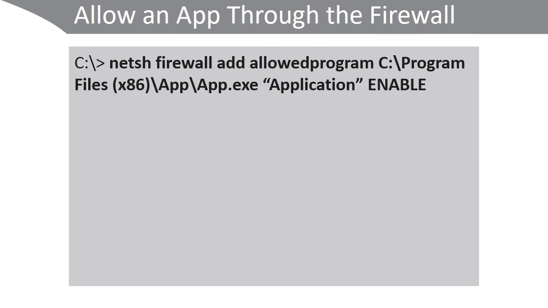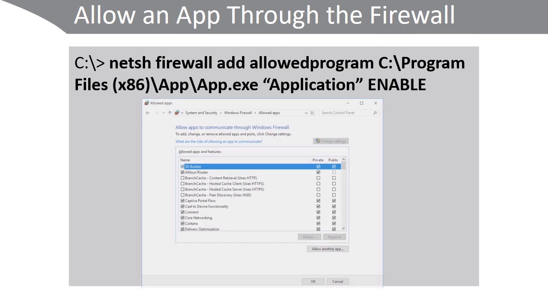So to allow an app through the firewall, you can use the netsh command, specifically netsh firewall add allowedprogram, and then the name of the executable, and then the keyword enable. Alternatively, you can use the control panel tool and click the option for allow a program through the firewall, and then as you can see here you've got a list of options.